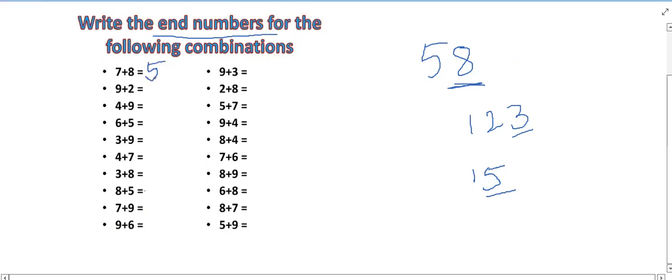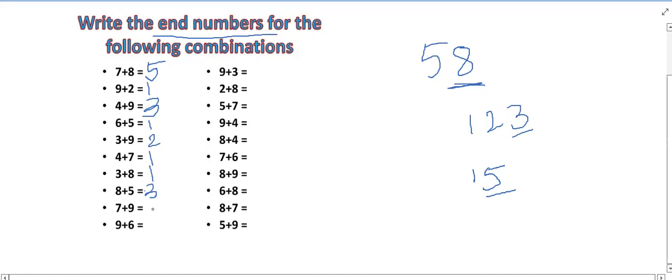Tell me 9 plus 2, end number only. 1. 4 plus 9. 3. 13 comes to your mind, but you have to say only 3. 6 plus 5. 1. 3 plus 9. 2. 4 plus 7. 1. 3 plus 8. 1 again. 8 plus 5. 3.